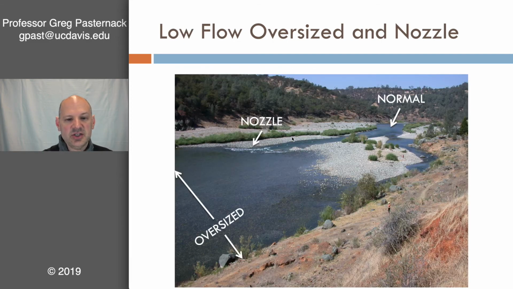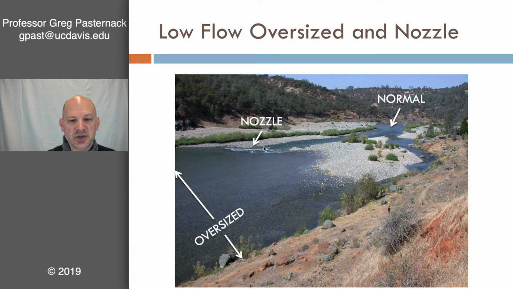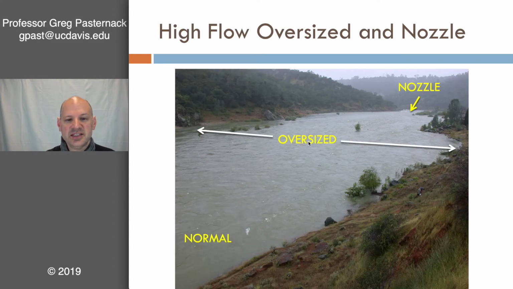So we can see that at 2 different discharges, we have a nesting. At low flow, we have one pattern of these basic building blocks, and at another flow, we have a different one. So in this case, we have like a nozzle at base flow nested within an oversized floodway, for example.